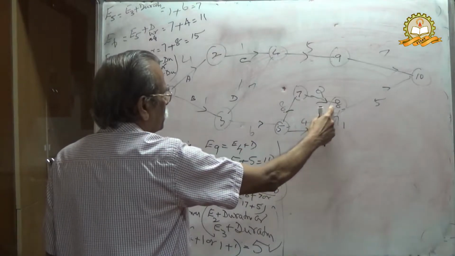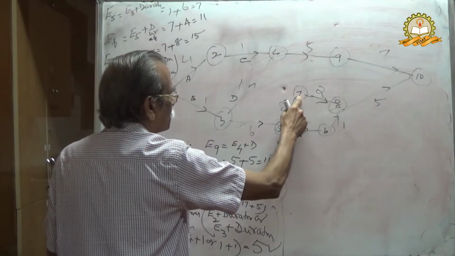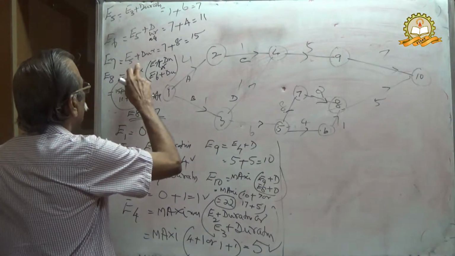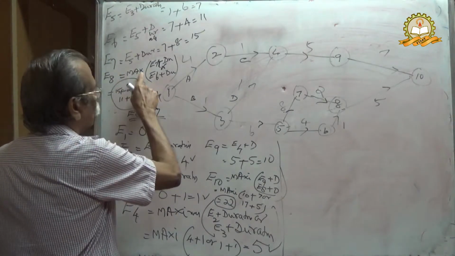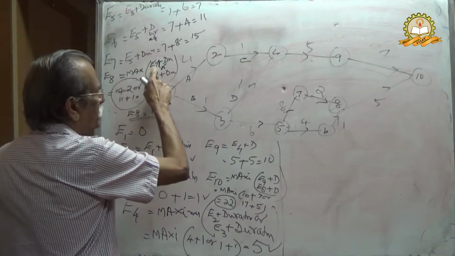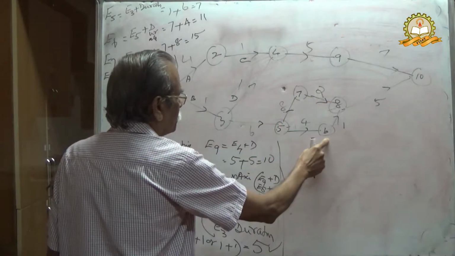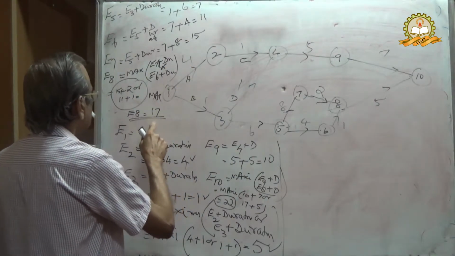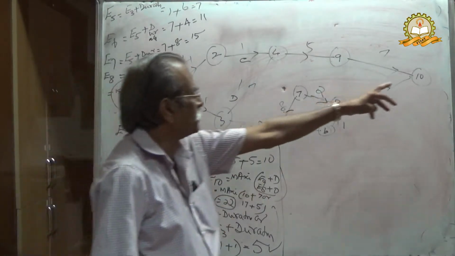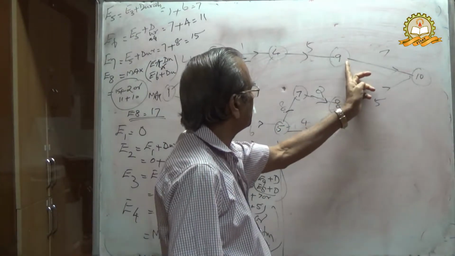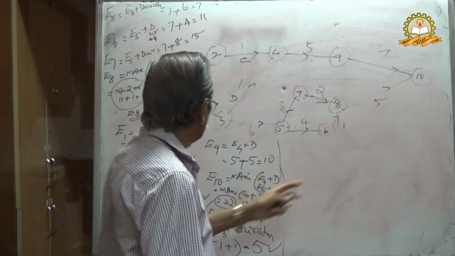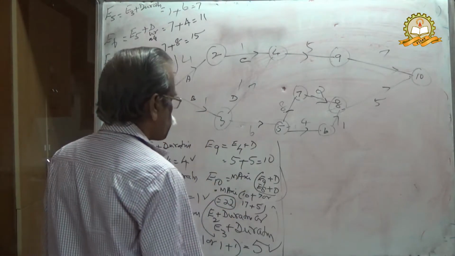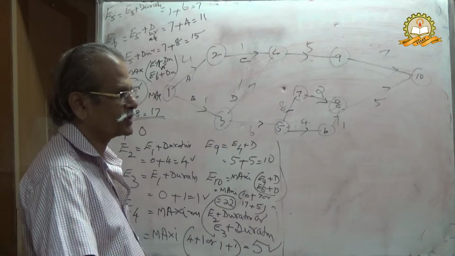Here the only change is E8, either from 7 to 8 or 6 to 8. Therefore, E8 equal to the maximum of E7 plus duration or E6 plus duration, which is 17. Similarly, the endpoint 10 will be either from 9 or from 8. Therefore, the maximum of that gives E10 equal to 22. That is the first calculation.